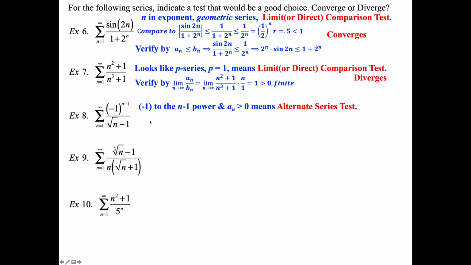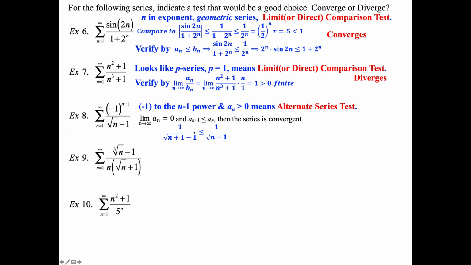Number 8, -1 jumping out at me. Alternating series test. 1 over the square root of n minus 1. Yep, that's going to have a limit of 0. We'll put in the n plus 1 and see if it's less than or equal to a sub n. So I put in my n plus 1 here. Now it's not so bad because it's just one of them.